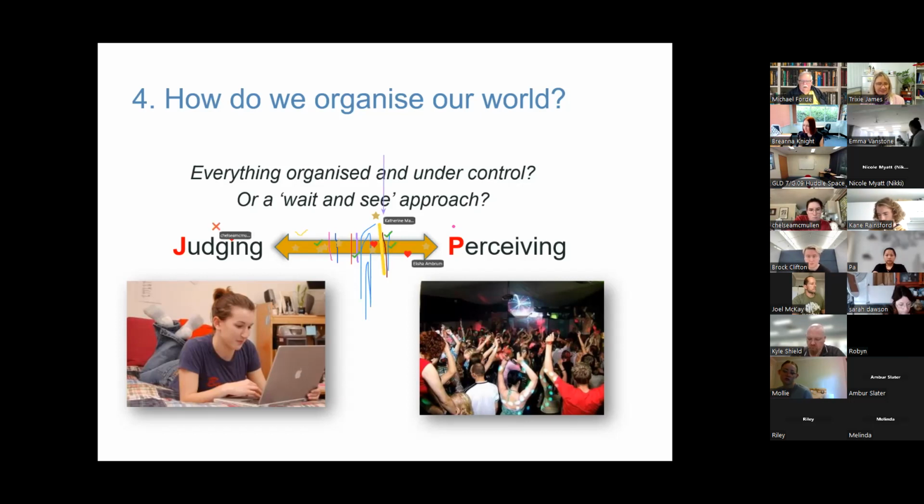Lots of people are in the middle, one way or the other. It's funny because I think this is often the one where people are one or the other.